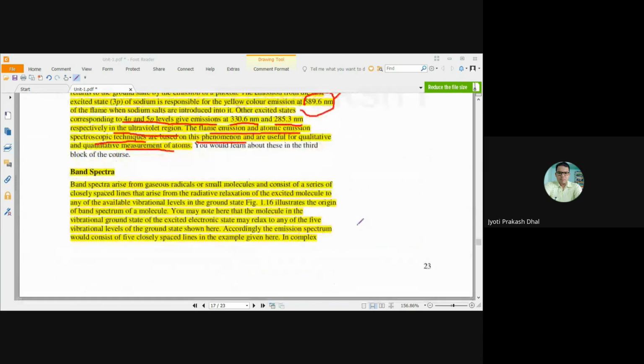Now coming to band spectra. The band spectra arise from gaseous radicals or small molecules and consist of a series of closely spaced lines. That's why it is called band spectra. It arises from the radiative relaxation of an excited molecule to any of the available vibrational energy levels in the ground state.